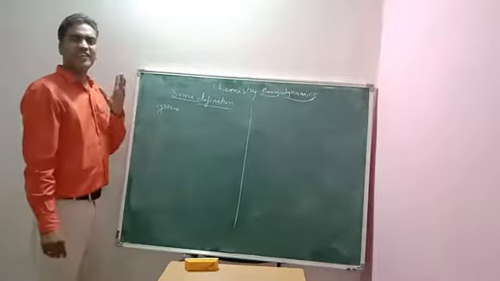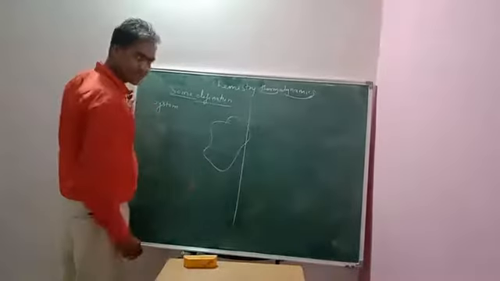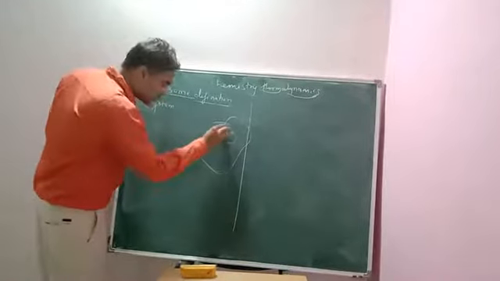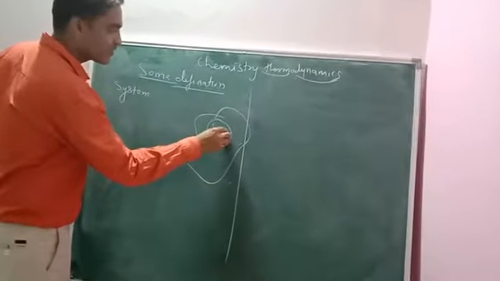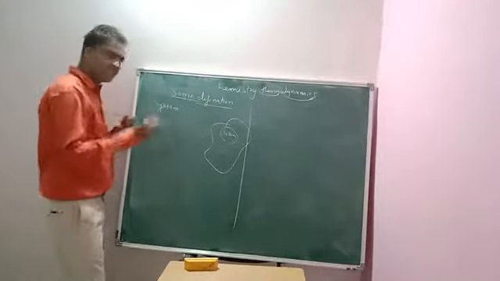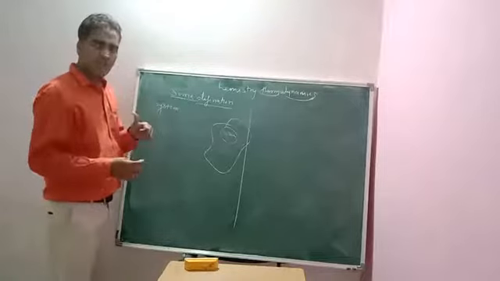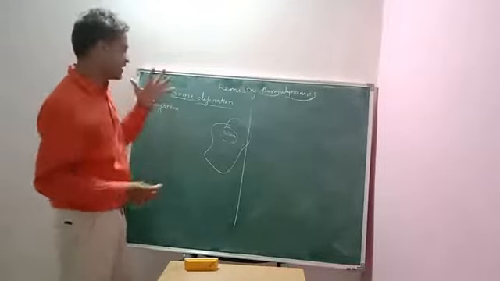System is a part of universe. Suppose this is our universe. This is the part called as system. So what is system? System is a part of universe selected or chosen for study of thermodynamic properties.